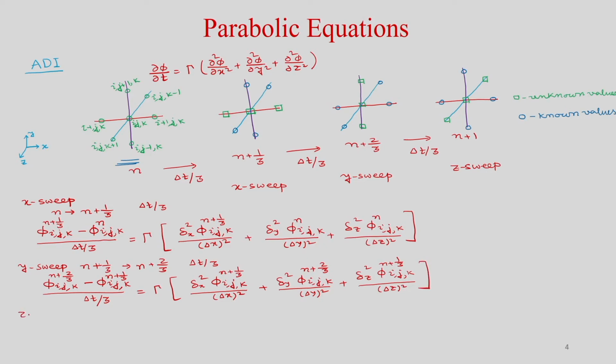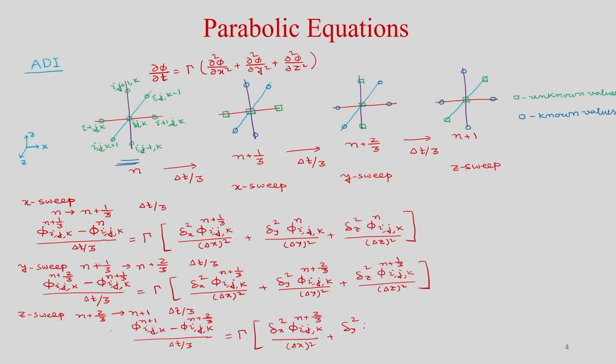Okay. Now, you do the z sweep. In z sweep we are moving from n plus 2 by 3 to n plus 1, okay, with the time step size del t by 3. So, let us write phi I j k minus phi I j k divided by del t by 3. So, now we are moving from n plus 2 by 3 to n plus 1. Okay. So, at n plus 1 level the values are unknown. So, in the right hand side now we will write delta x square phi I j k. So, it will be from the previous time level, so n plus 2 by 3 divided by del x square plus delta y square phi I j k at n plus 2 by 3 divided by del y square, and you have delta z square phi I j k. Now, it will be at n plus 1 because we are doing the z sweep. Okay. So, del z square.